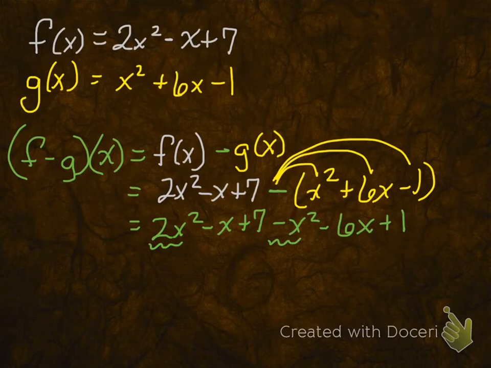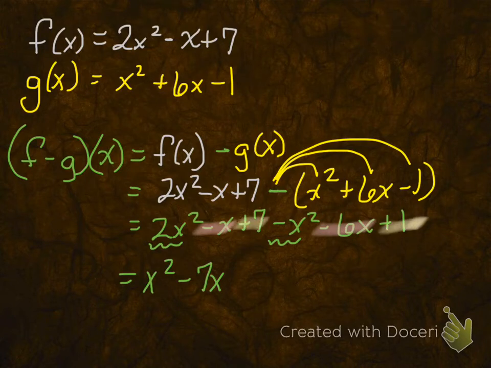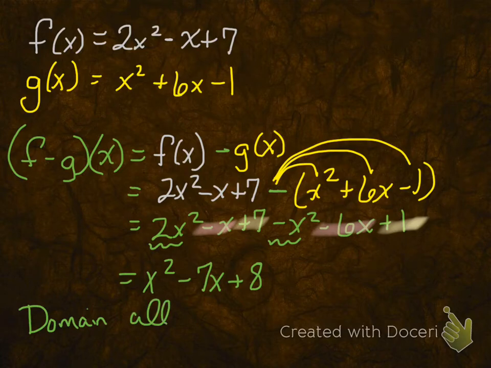Combining like terms, starting with my x squareds, 2x squared minus x squared gives me x squared. Next is going to be my linear terms. Negative x minus 6x is negative 7x. Lastly is my constant. Plus 7 minus 1 leaves me with plus 8. And again, my domain is all real numbers.